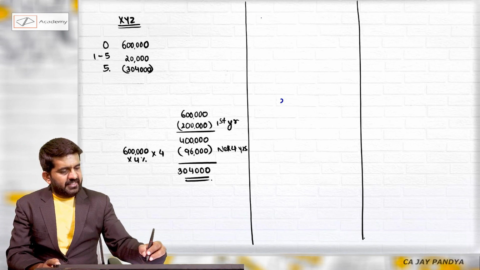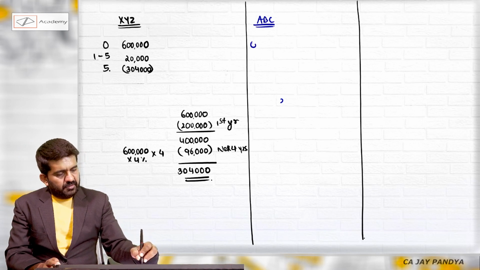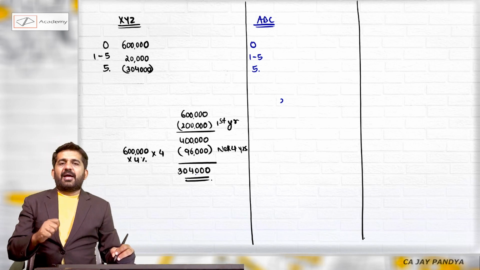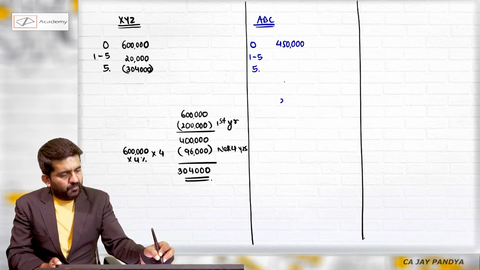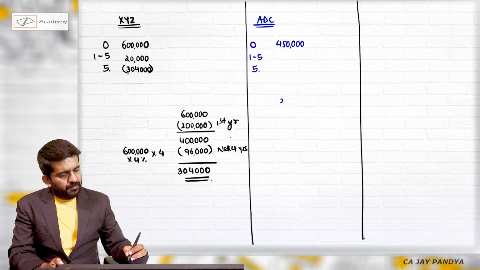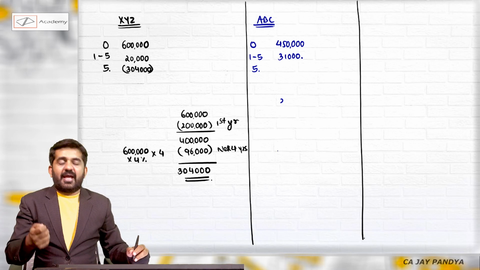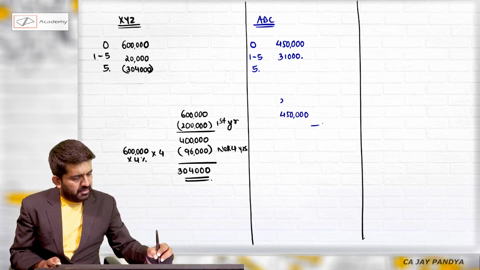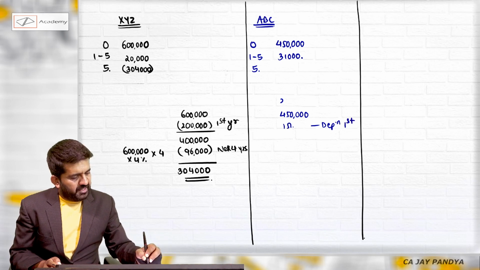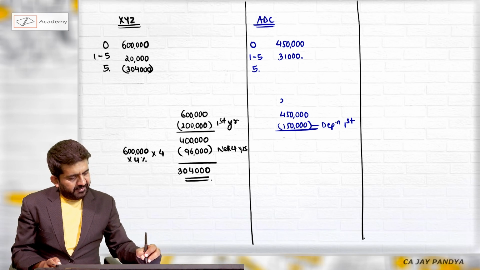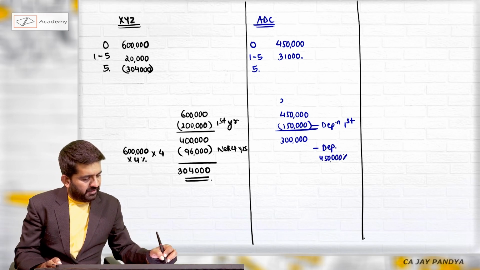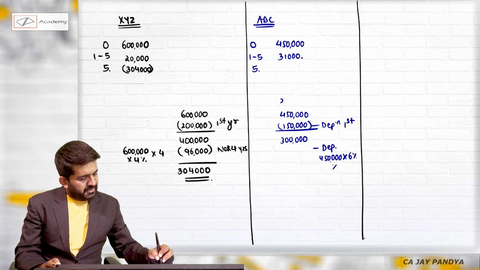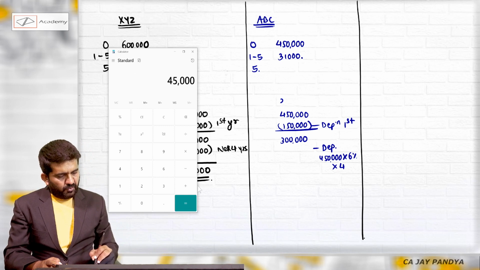If I purchase ABC, 0, 1, 2, 5 and at the end of 5th. Now I am going to use for 5 years only. At the end of 0 year, I will be paying 4,50,000. This is my cash outflow. 1 to 5 years, I am going to pay 31,000. And at the end of 5th year, what will I be getting? 4,50,000 minus depreciation of first year is 1,50,000, which is 1/3. This will be 3 lakhs rupees minus depreciation for next 4 years, which will be 4,50,000 into 6% into 4 years. 1,08,000.